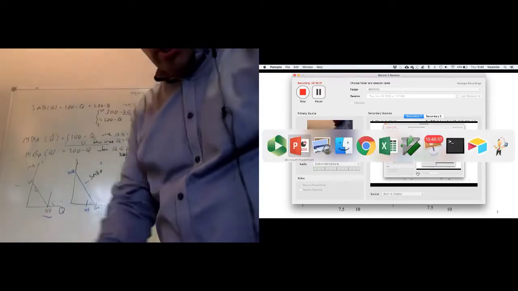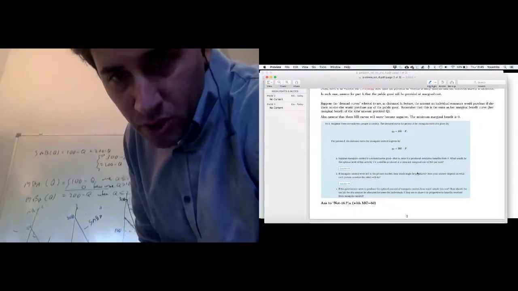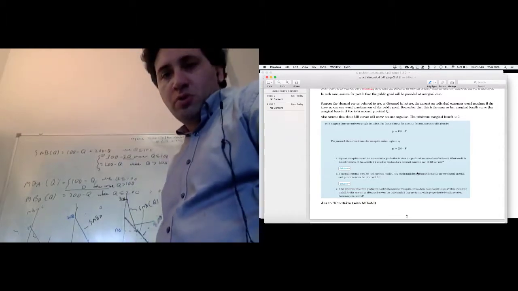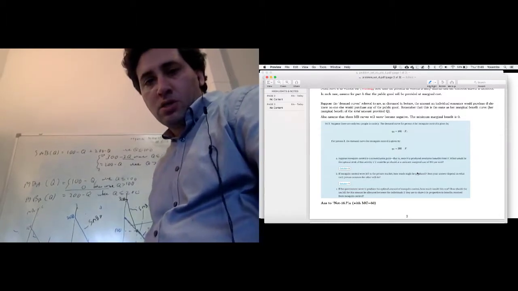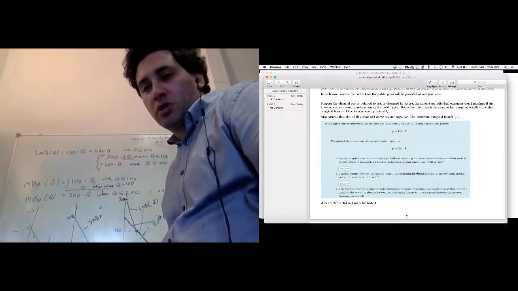Okay, now let's go back to what the problem is asking. Suppose mosquito control is a non-exclusive good. That is, once produced, everyone benefits from it. What would be the optimal level of this activity if it could be produced at a constant marginal cost of 50 per unit?